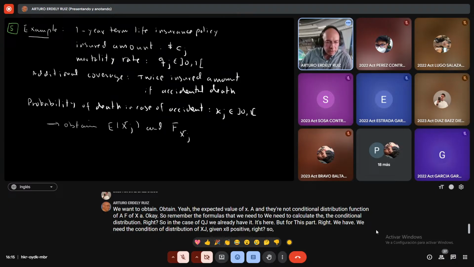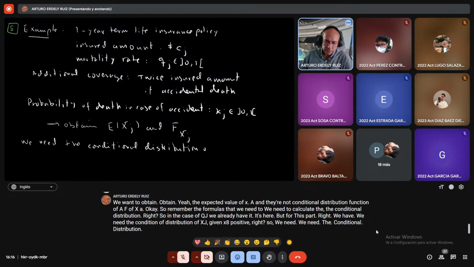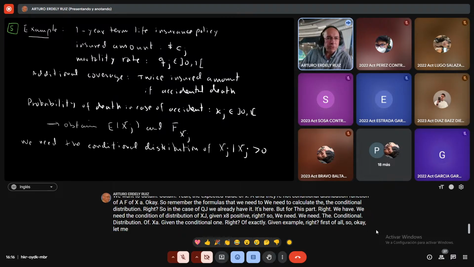So we need the conditional distribution of xj given the conditional one, right? Of xj given xj positive, right? First of all, so okay, let me go to the new page.